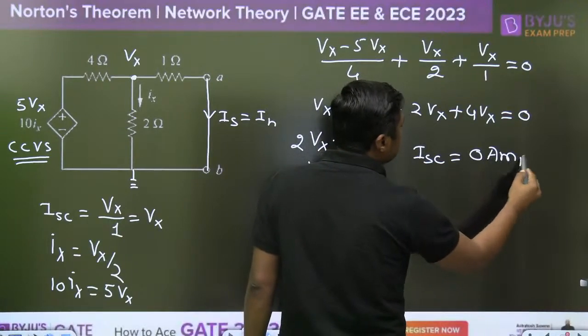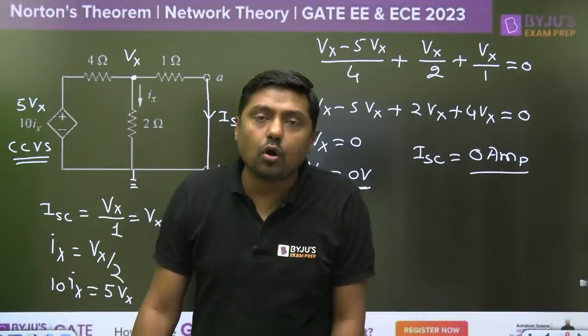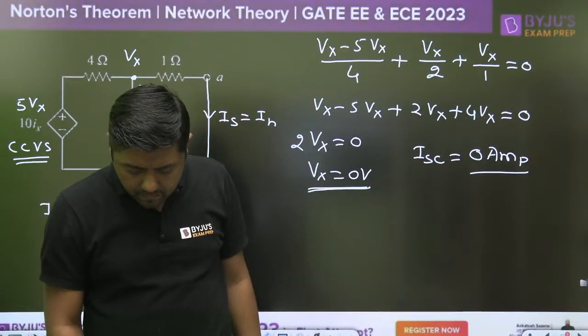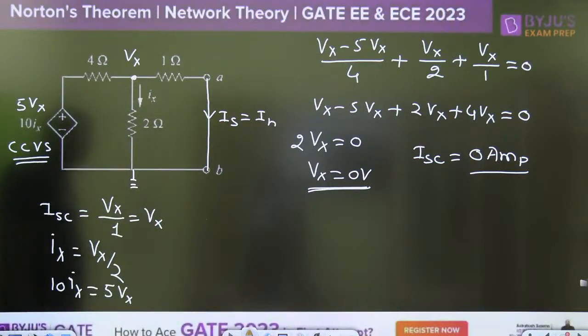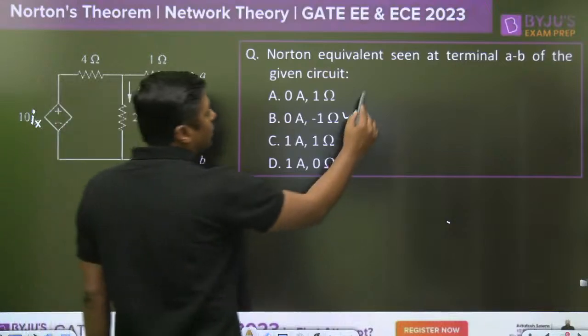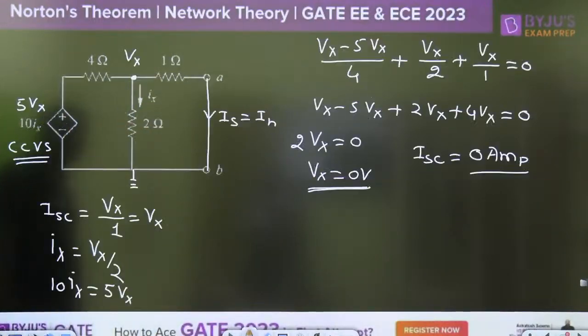0. Now solve 5 to 10 questions, and after getting the confidence, you can directly give the answer for this type of questions. Okay, I think this concept is clear. Now, look, these are the two options, A or B. Now which answer is correct?